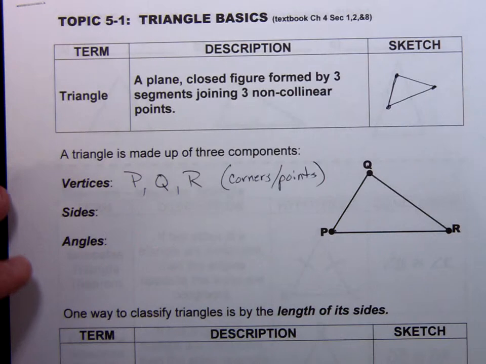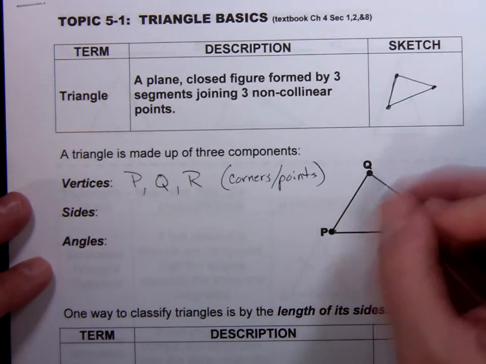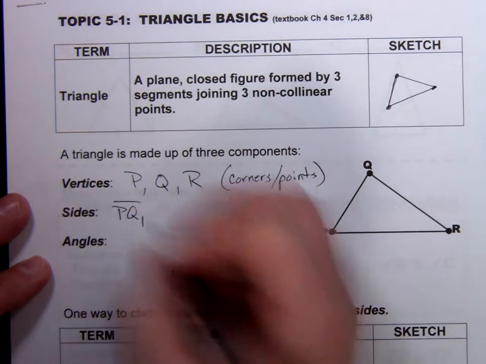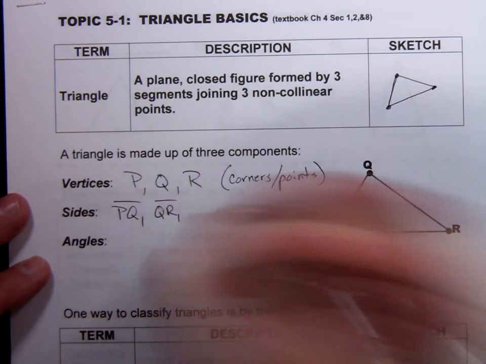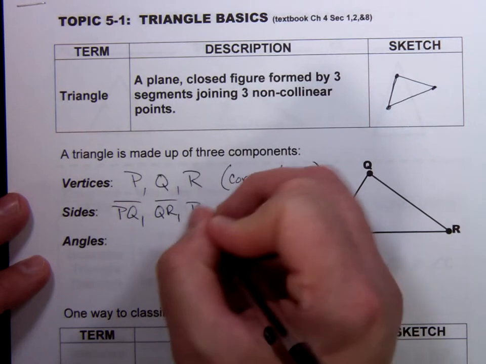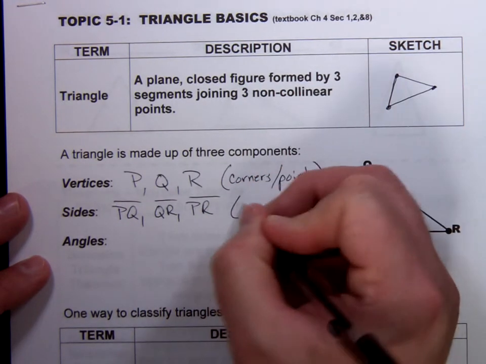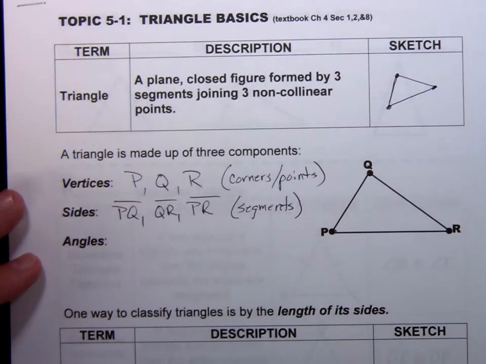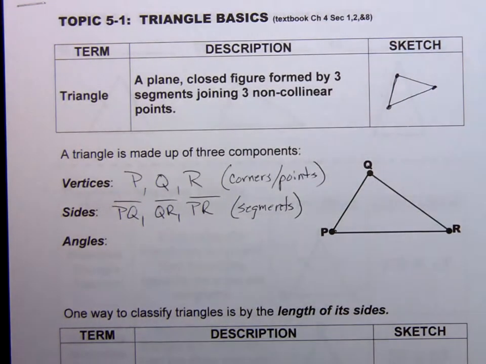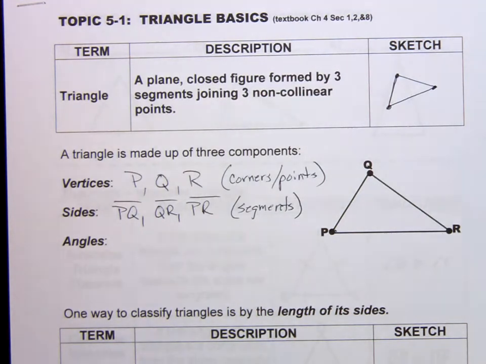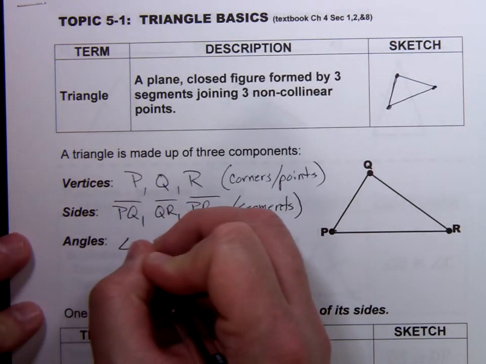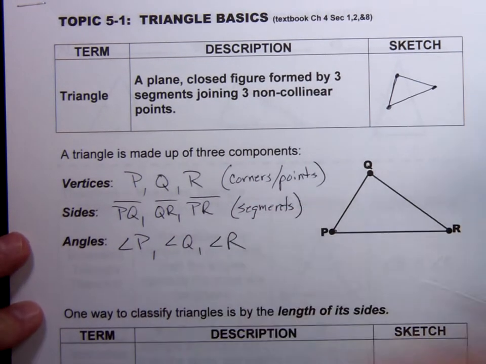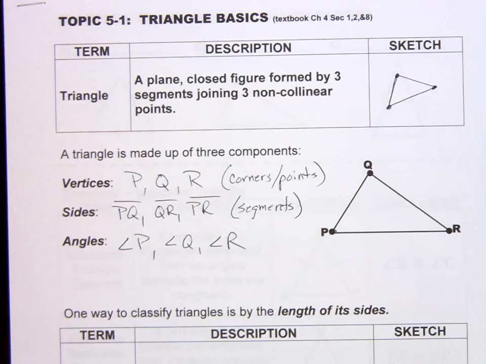Then we have the sides. The sides, you got this side right here, line segment PQ. This side over here, line segment QR. And this side over here, line segment PR. So the sides are all segments. And then every triangle has three angles, one at each vertex. So you have angle P, angle Q, and angle R. Those are the three angles.